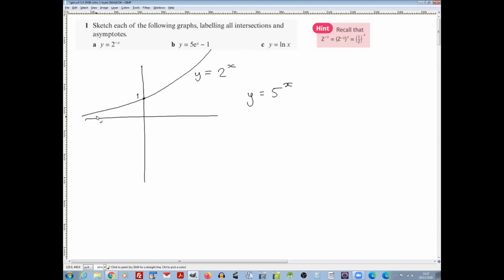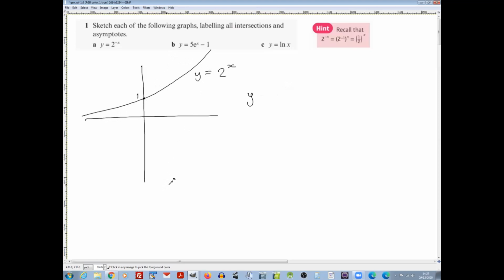So how would y equals 5 to the x differ from y equals 2 to the x? It will just be a steeper line, and therefore more like that. Notice it will have the opposite effect on this side. So that would be 5 to the x if that's 2 to the x.